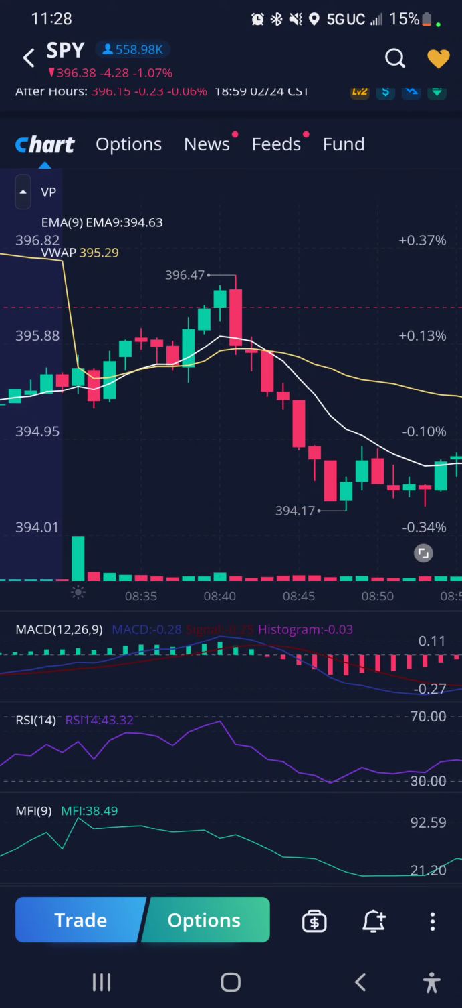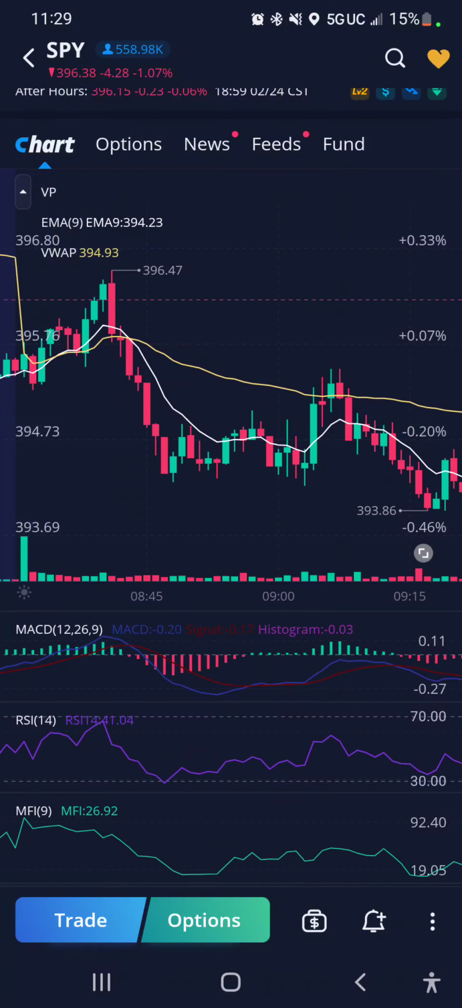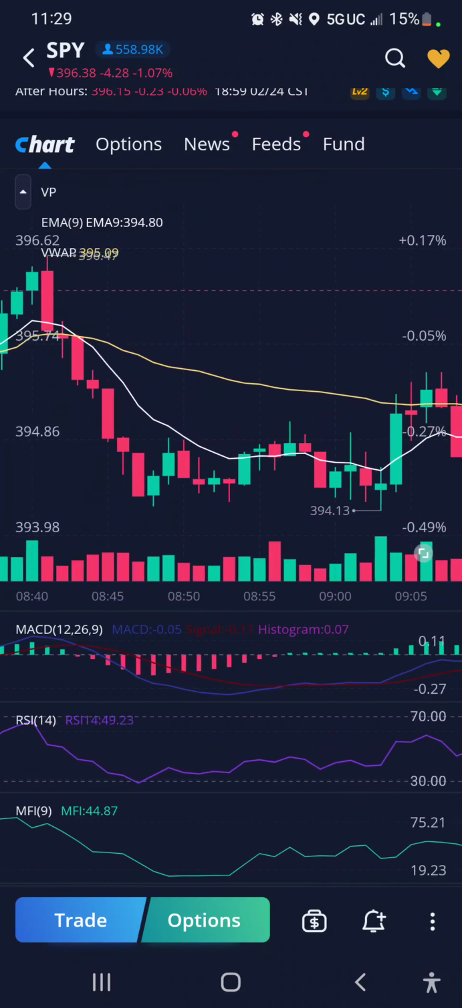There would be 4 indicators that I use. 9 EMA. The VWAP. Right there. MACD. RSI. Now, I would only use those if I was a newbie and I wanted to paper trade. I would only use those.